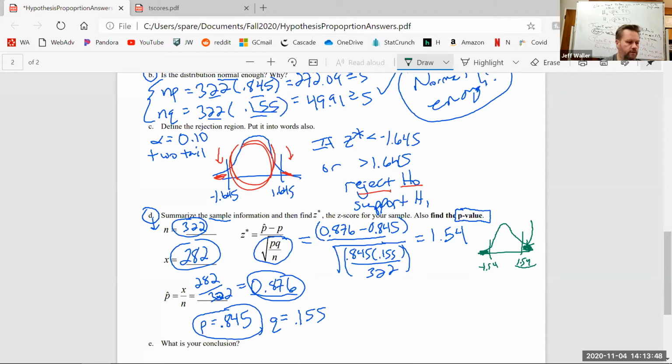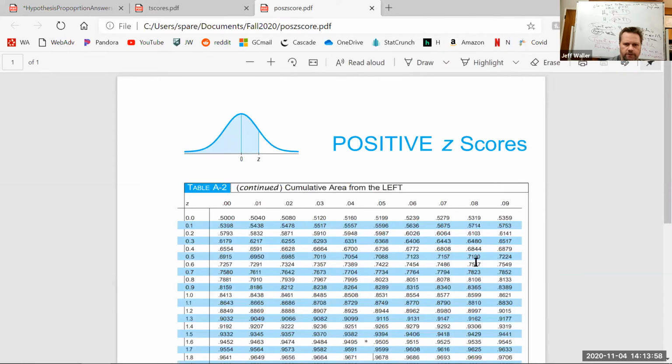Let's see. Now I need my z-square chart. Where are you? There you are. Let's do this one. Do you see the z-square chart now?